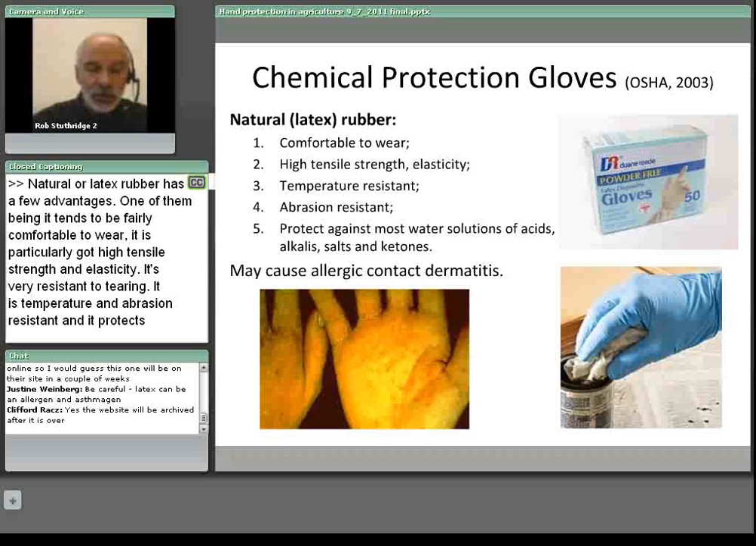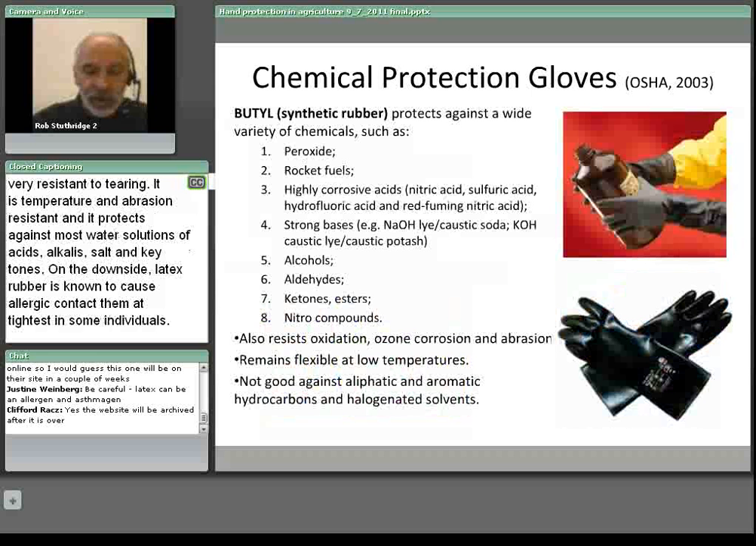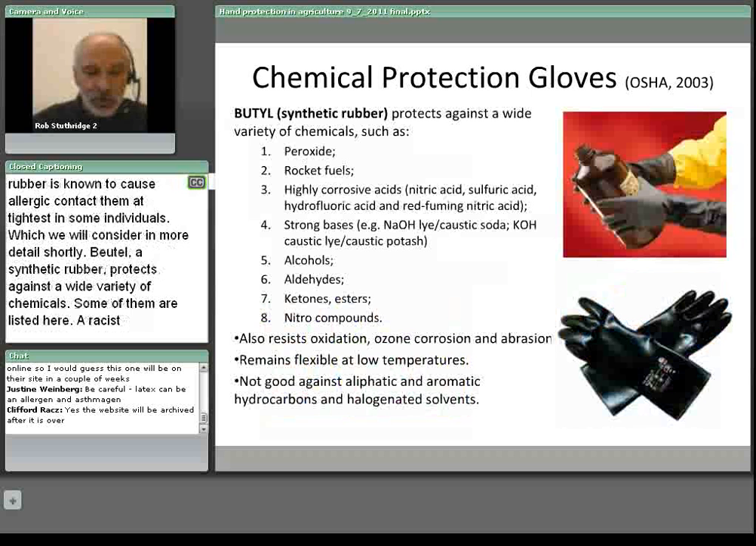Butyl, a synthetic rubber, protects against a wide variety of chemicals. Some of them are listed here. It resists oxidation, ozone corrosion, and abrasion, and it remains flexible at low temperatures. But it's not a good choice for some solvents found in cleaning agents.